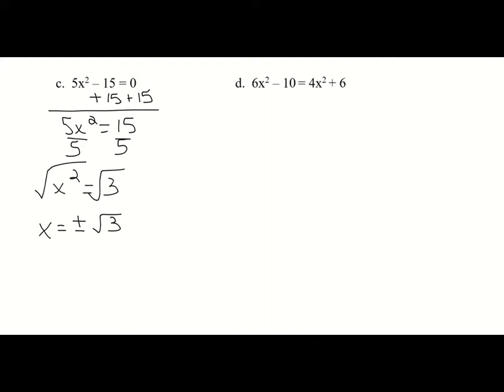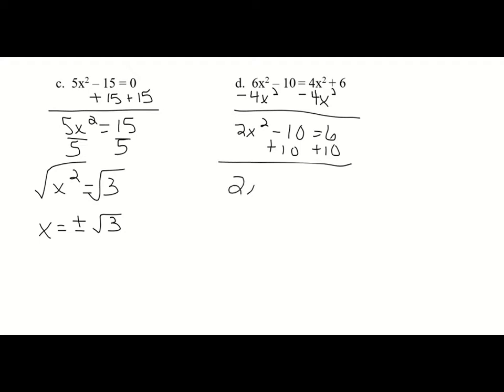Here again, we need to isolate the x squared. I'm going to move the 4x squared over to the other side since it's on both sides. So we're going to end up with 2x squared minus 10 equals 6. Then let's add 10 to both sides. So now I have 2x squared equals 16. Divide both sides by 2, and we get x squared is equal to 8.